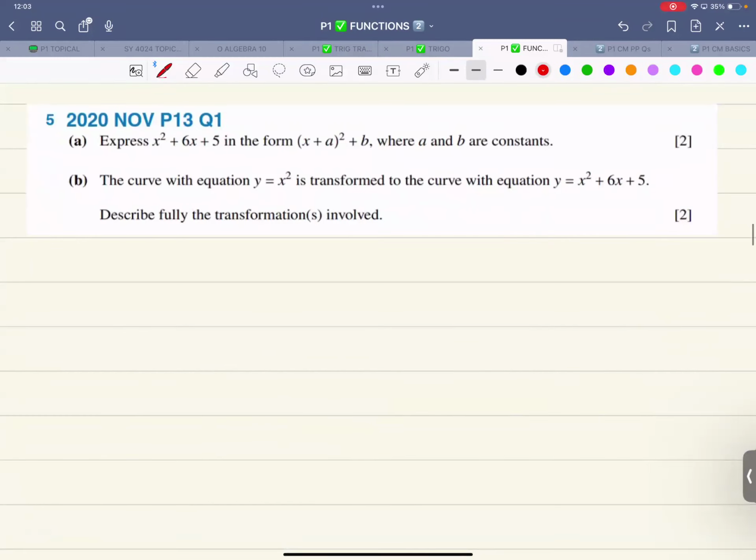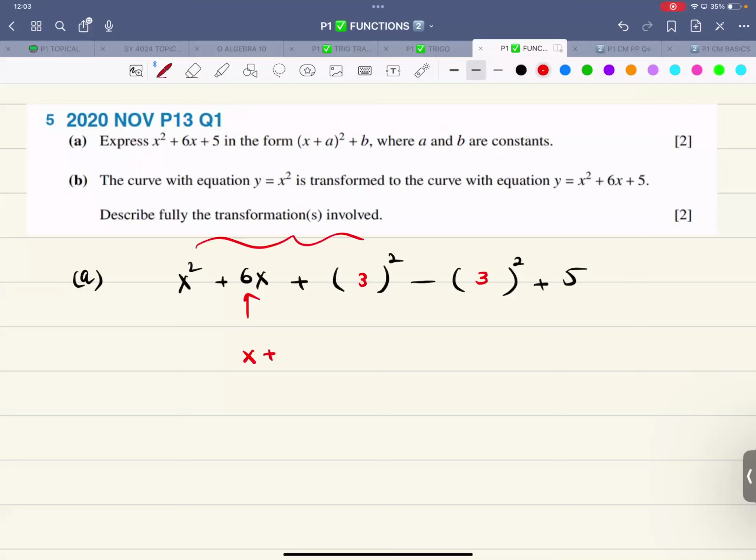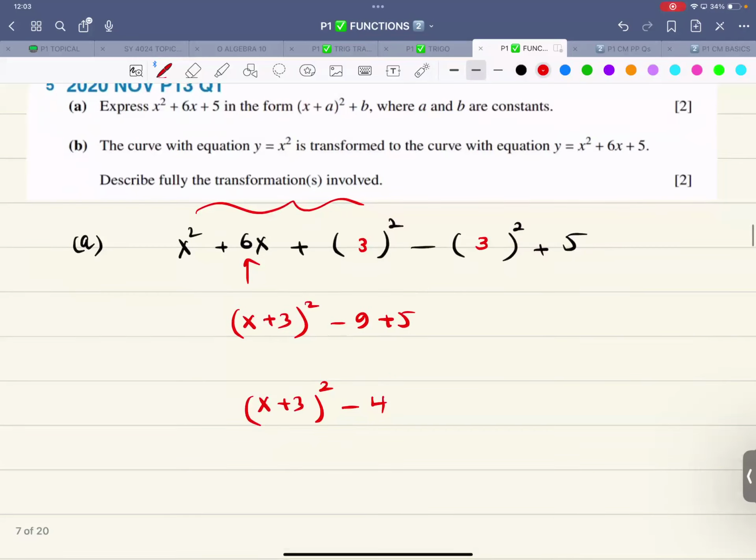Now, something to do with quadratics. Express x square plus 6x plus 5 in the form x plus a whole square plus b, where a and b are constants. So the first part is about the completed square method. X square plus 6x plus bracket square minus bracket square plus 5. What goes inside the bracket? Half the coefficient of x, which is 3. Rewrite the first 3 terms as a perfect square. This is -9 plus 5. This is x plus 3 whole square minus 4. That is what you get.